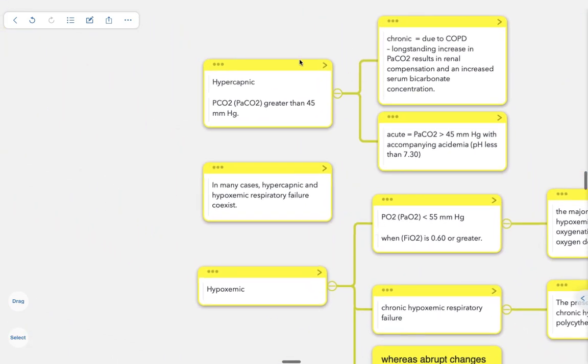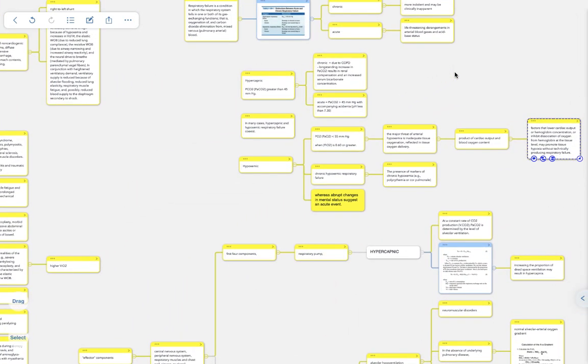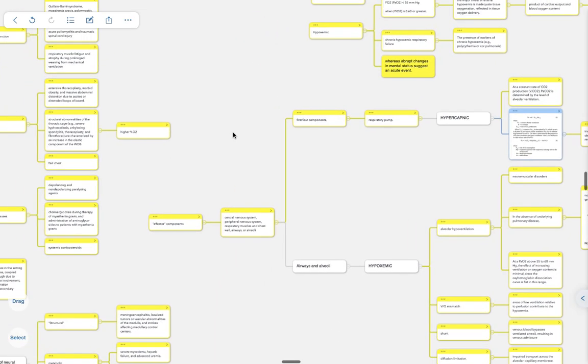On the other part, when we talk about hypercapnic respiratory failure, it is, like we said, further divided into acute and chronic. Acute is when the raised CO2 levels are accompanied by acidemia, that is a pH of less than 7.3. Chronic, on the other hand, would present with an elevated PaCO2, but since the body has compensated for it through renal compensation, you would find an increase in the serum bicarb levels, right? But remember that there are many cases where you may find a mixed picture. That is, you may find both a hypercapnic as well as a hypoxemic type of respiratory failure, right?